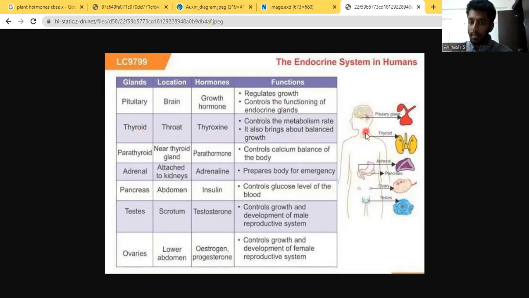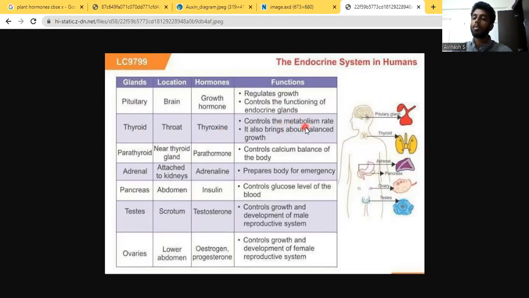So as we come a little below in the diagram, we come to something called the thyroid gland, which is present in the throat. And the hormone secreted by the thyroid gland is called thyroxin. What are the functions of thyroxin? It controls the metabolism rate.